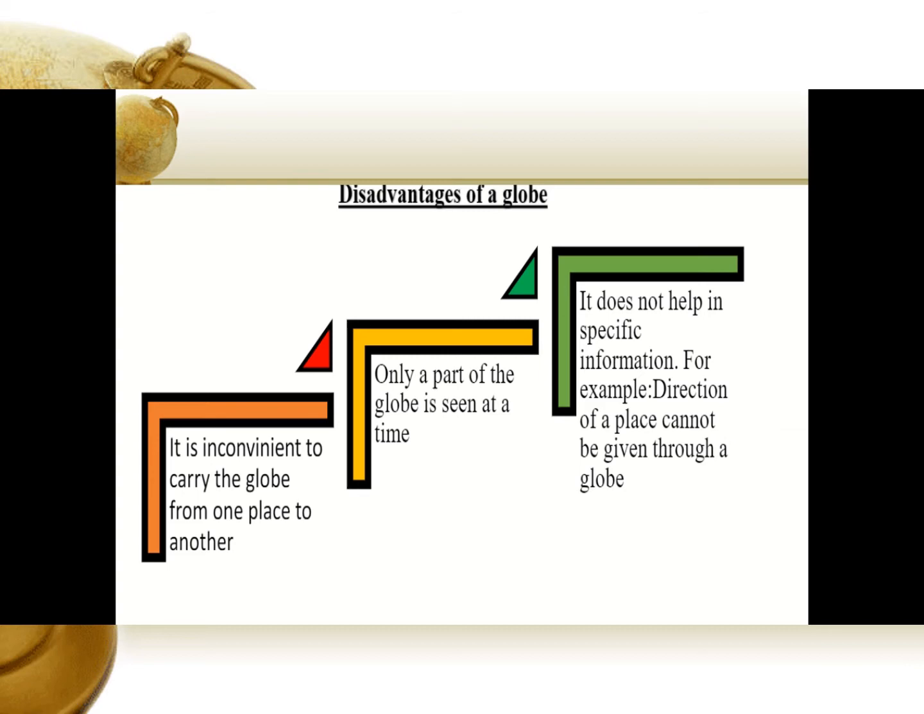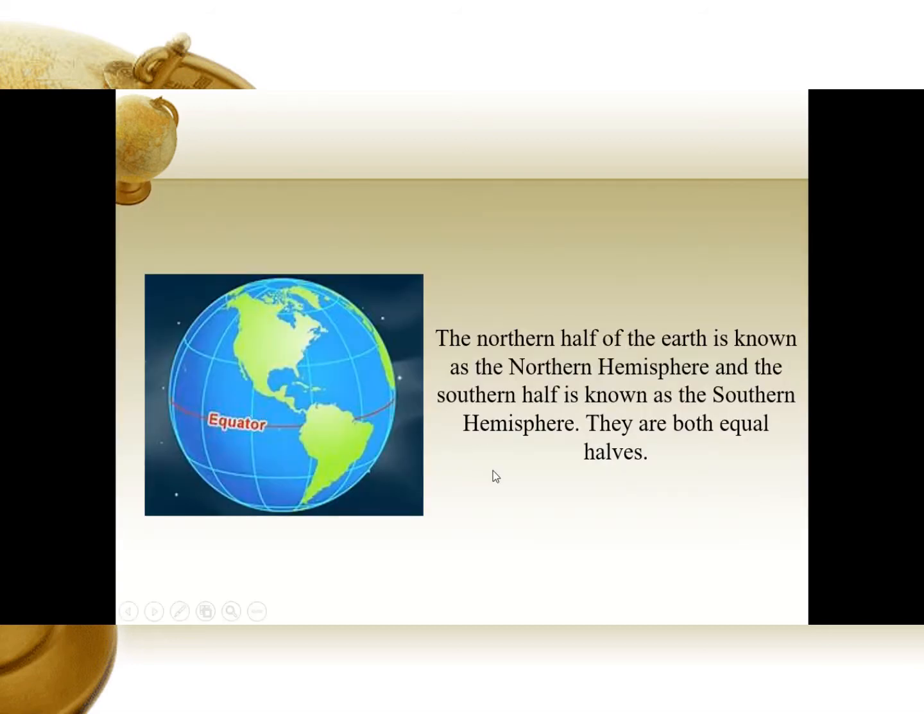It does not help in giving specific information. For example, the direction of a place cannot be given through a globe. It is not going to give us specific information. Like direction, we cannot see on the globe, but yes, on a map we can.